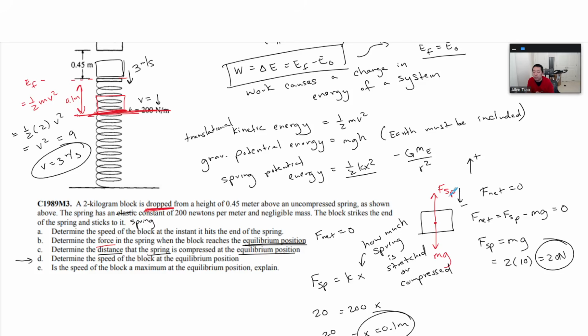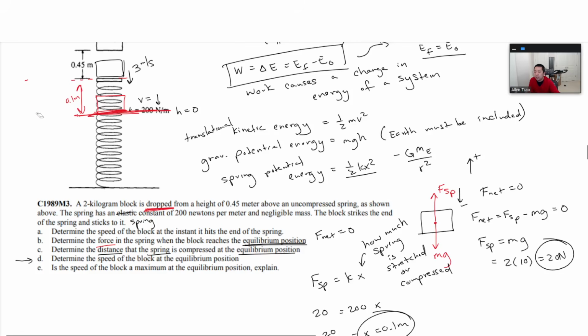Okay? So I'm going to make this my h equals 0 point. The equilibrium position will make the new height 0. And I'm going to erase this just to have a clean slate of what's happening. I want the energy at this point, and I want the energy at this point. Okay, so now I have 3 energies to keep in mind. I have to think about gravitational potential, I have to think about kinetic, and I have to think about spring potential energy.